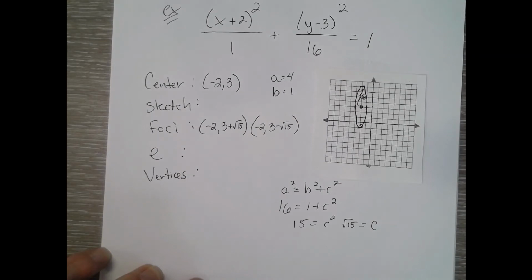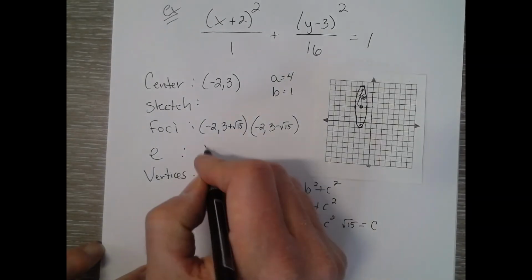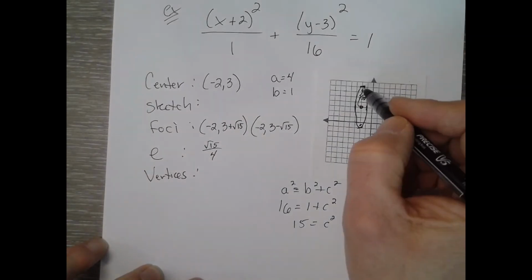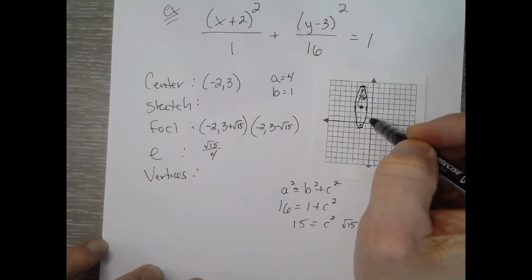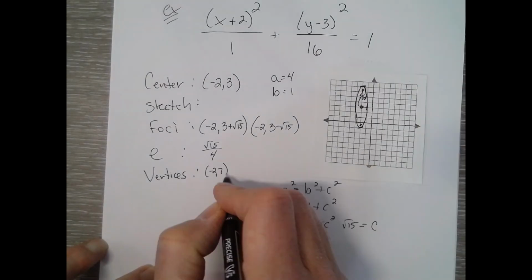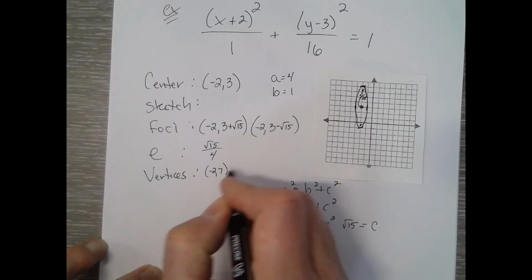Eccentricity is just C over A, so square root of 15 over 4. And the vertices, we already have them sketched right here. What's that? -2, is that 7? -2, comma, -1.